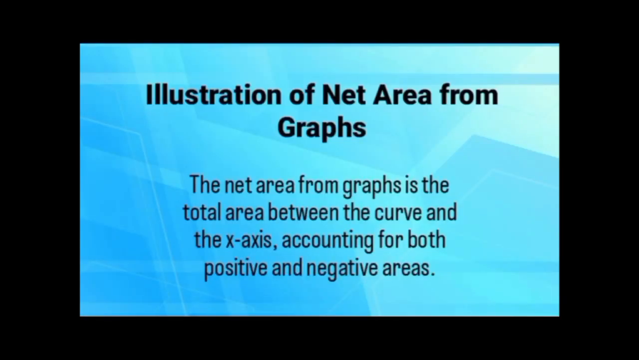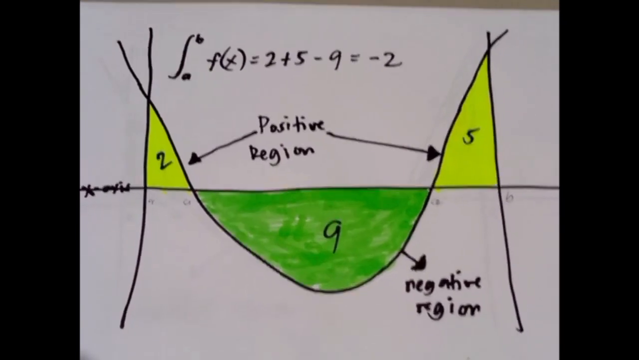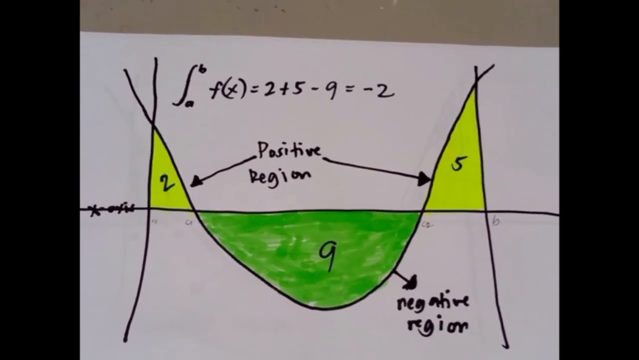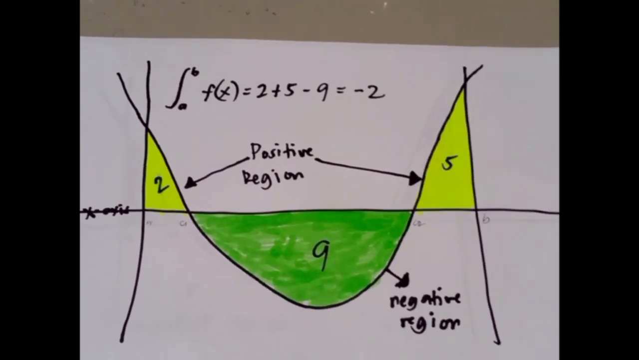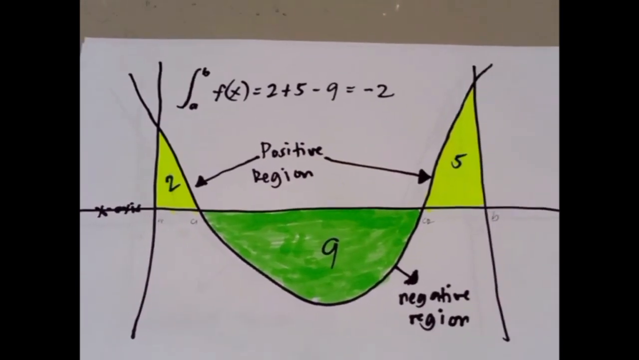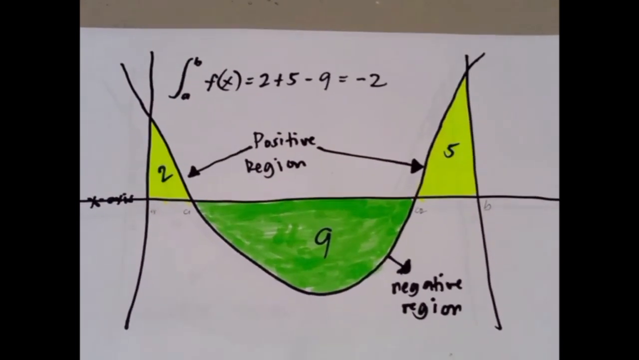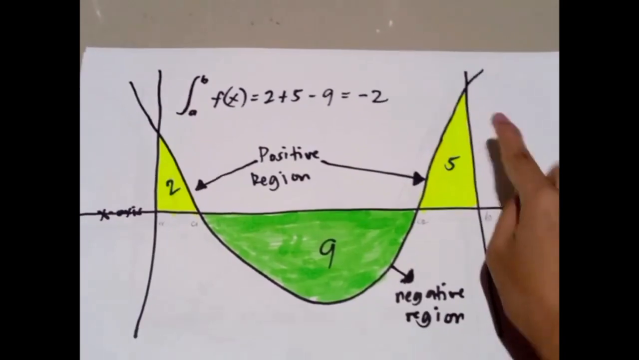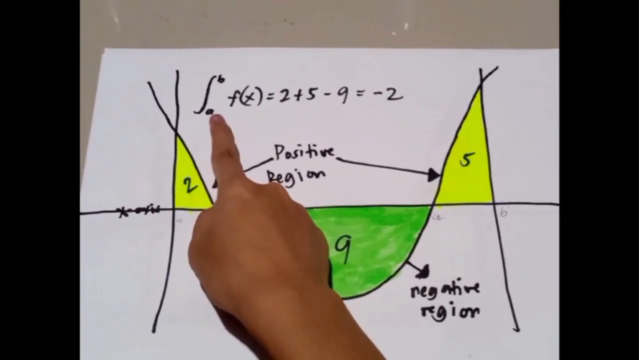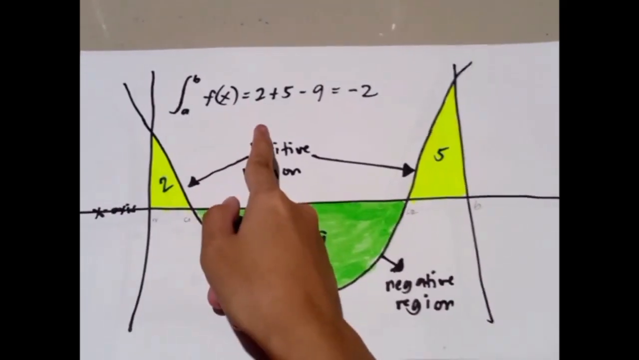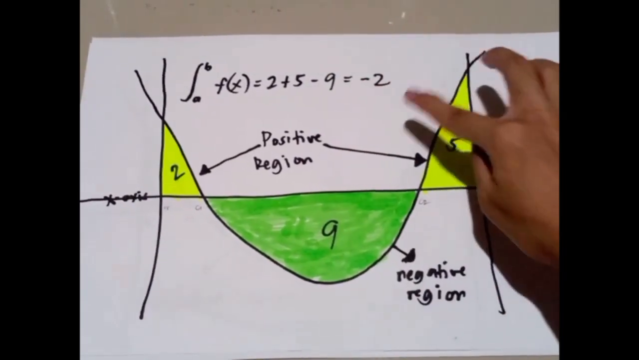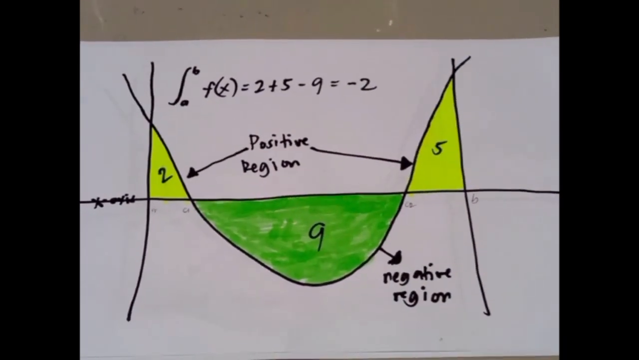The net area from graphs is the total area between the curve and the x-axis, accounting for both positive and negative areas. This is the example graph for net area. The shade of green below the x-axis is called the negative region, while the shade of yellow-green above the x-axis is called the positive region. The values included in the positive region are 2 and 5, while the negative region is 9. The integral from a to b of f of x is equal to 2 plus 5, which is 7, minus 9, which is equal to negative 2. So the net area of this graph is negative 2.